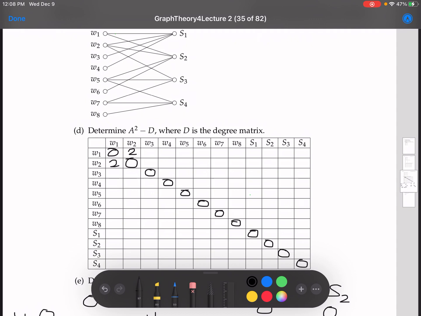Now moving along, let's say W1 to W3. Again, I'll draw in those there. And W3, we have that there. So you can see there's only one two-edge walk from W1 to W3. That one. W1 to W4.